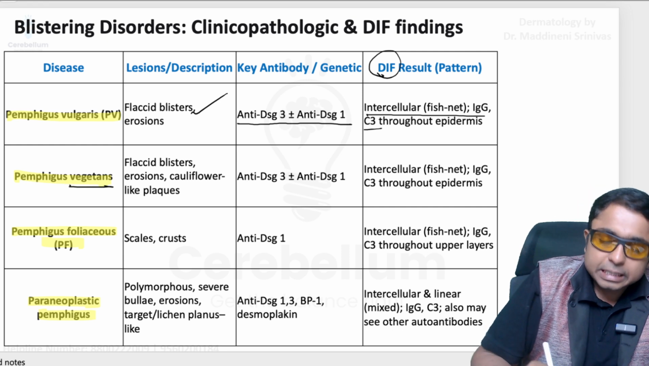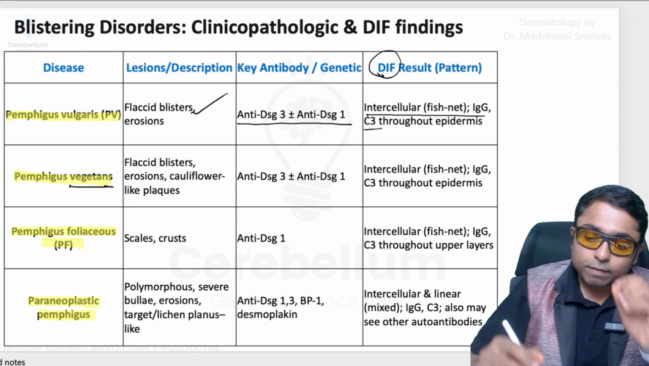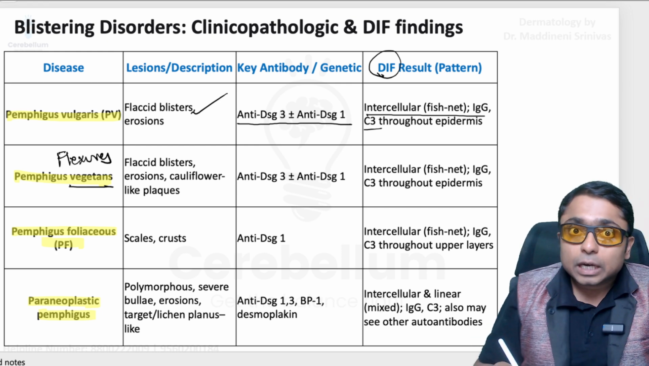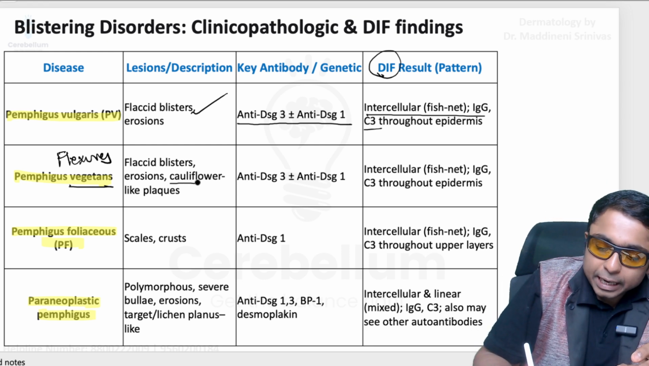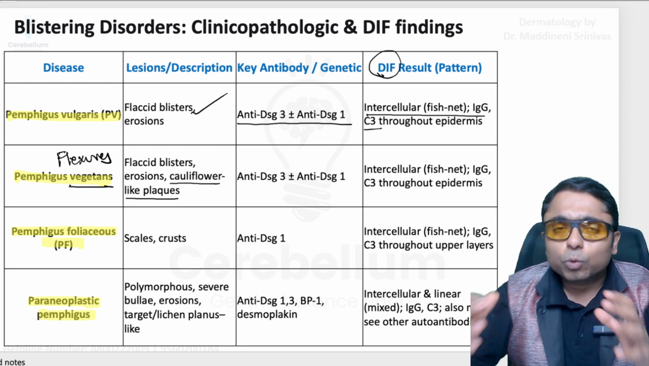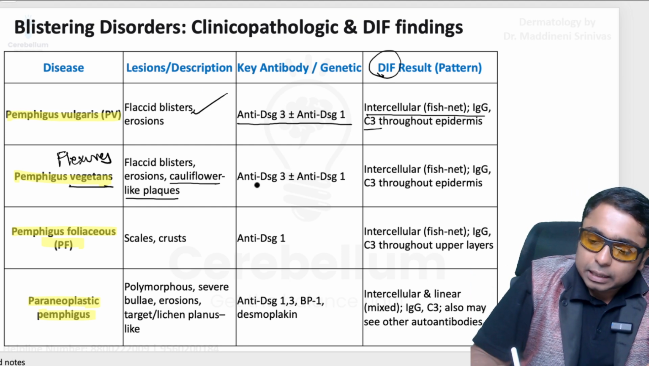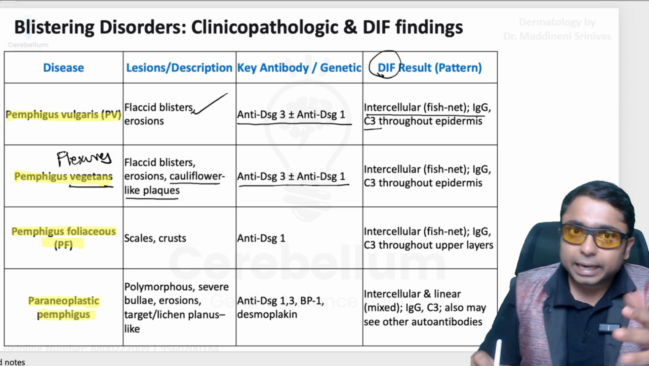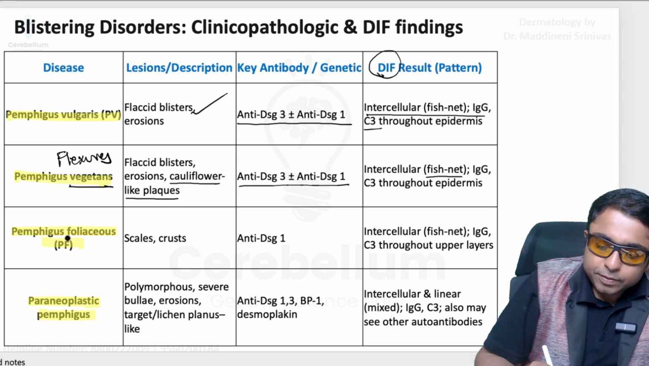And pemphigus vegetans, the differentiating buzzword you need to remember is the involvement of the flexures. The lesions you are going to see clinically appear like cauliflower-like blocks, most commonly in the axilla, and they can also be seen in the groin. Again, here also the antibodies can be against desmoglein 3 and desmoglein 1, and fishnet pattern is also common.